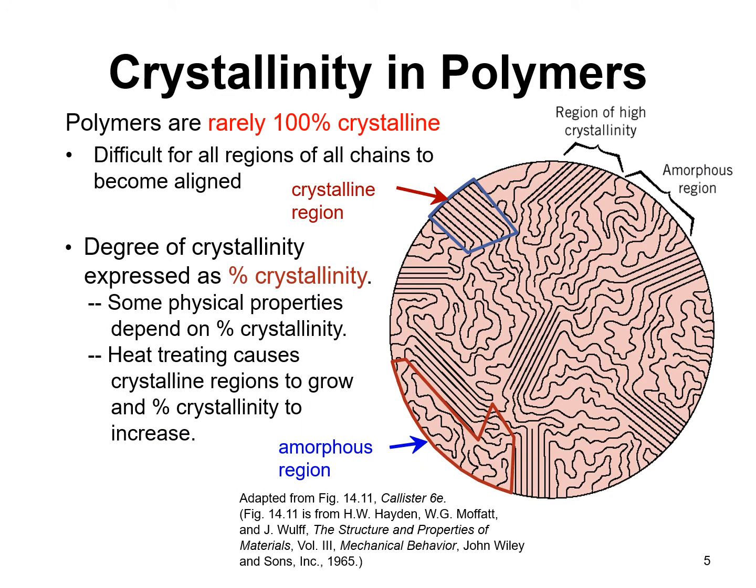So, crystallinity in polymers. In actual fact, polymers are rarely 100% crystalline, and therefore it is difficult for all regions of all chains to become aligned. As we can see from the illustration on this slide, there is some degree of crystallinity, which is expressed as percent of crystallinity. Here we can see the crystalline, the amorphous, and the semicrystalline region in between them. Some physical properties depend very much on the percent of crystallinity, and heat treating causes crystalline regions to grow and the percent of crystallinity to increase.